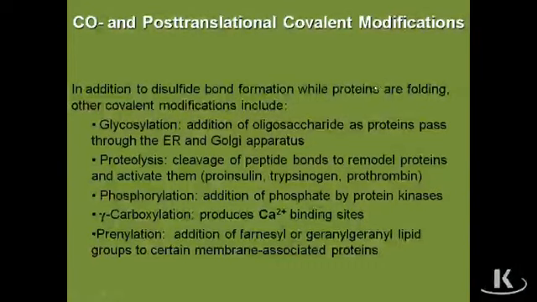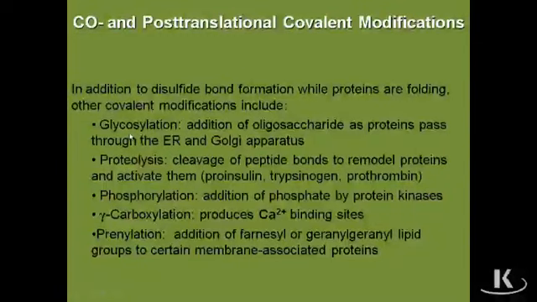So, while proteins are folding, of course, they may form disulfide bonds between cysteine residues. The cysteine residues from different portions of the protein might form covalent linkages to make these disulfide bonds. There might be other covalent modifications as well, but let's talk specifically about these 5 modifications.